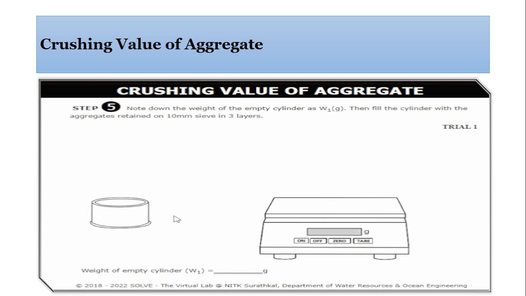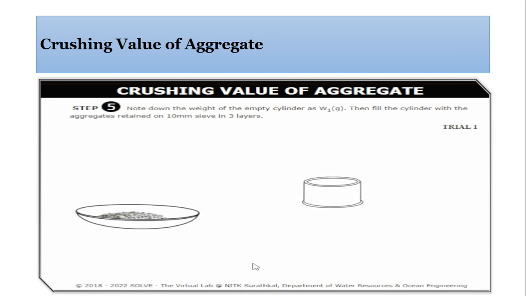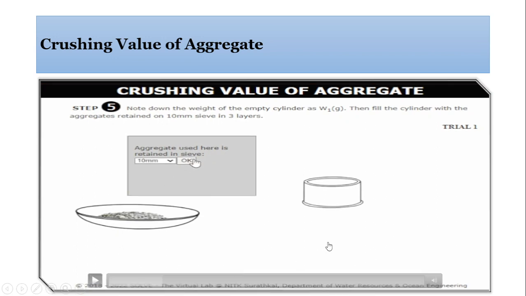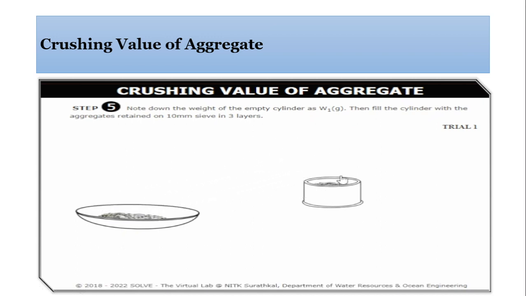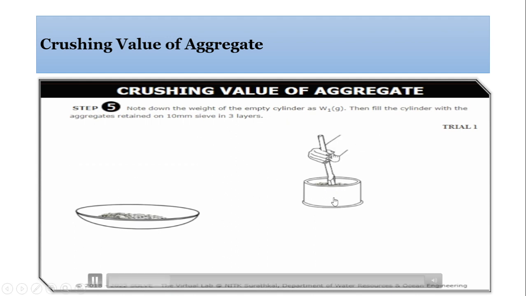Put the mold on the weighing balance, make it 0 and find out the weight of the measuring cylinder. For the crushing value, we require the 10 mm retained aggregate sample. Put that sample in the mold in 3 layers, with 25 tampings per layer.